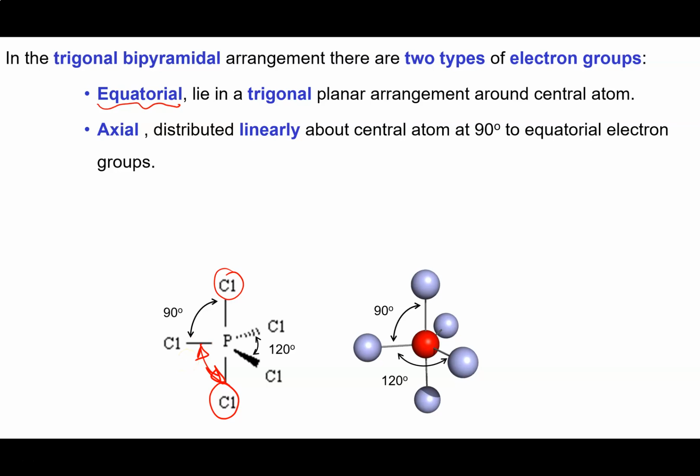So you need to kind of know what people are talking about when they're talking about the axial and equatorial positions. And again, they're using the lines, dashes, and wedges to indicate whether the electron group is in the plane, behind the plane, or in front of the plane.